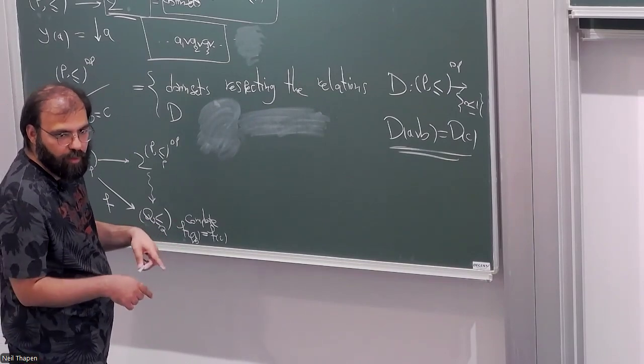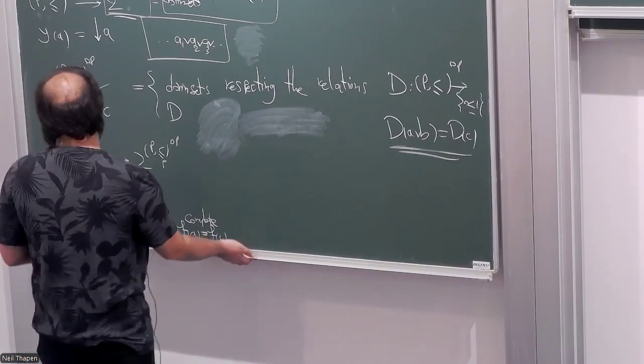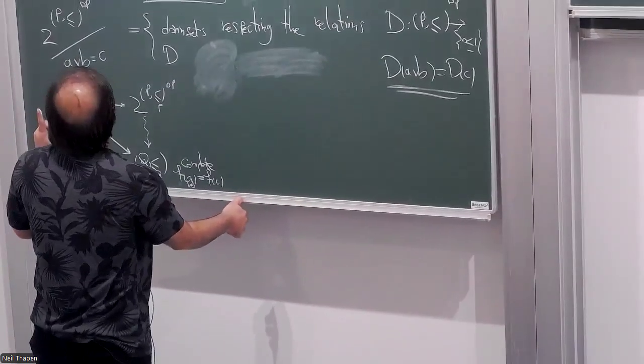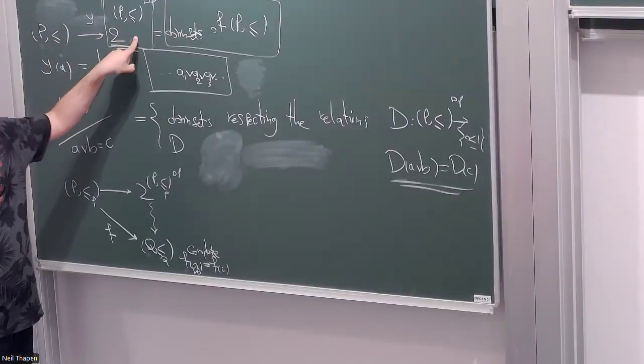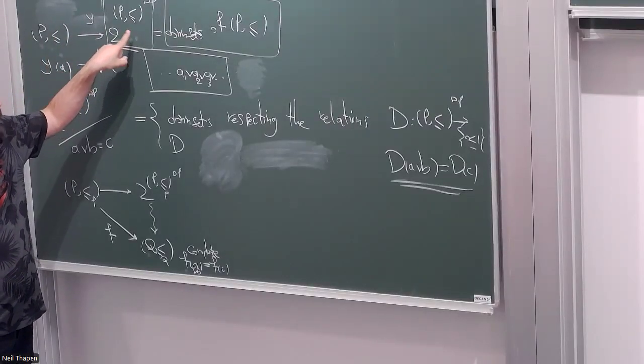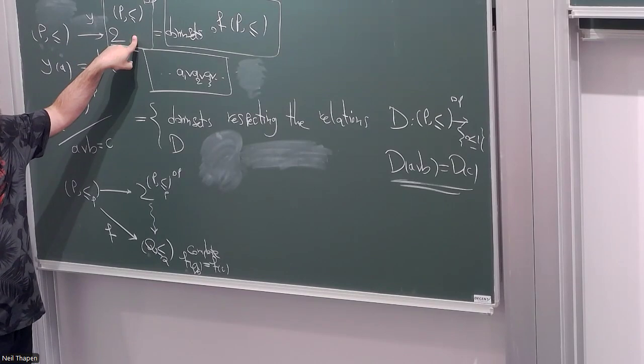I don't understand. Okay, what I'm doing is this. First I'm saying that I have just a poset, right? And this is just a free co-completion. And what does it mean to be a free co-completion?